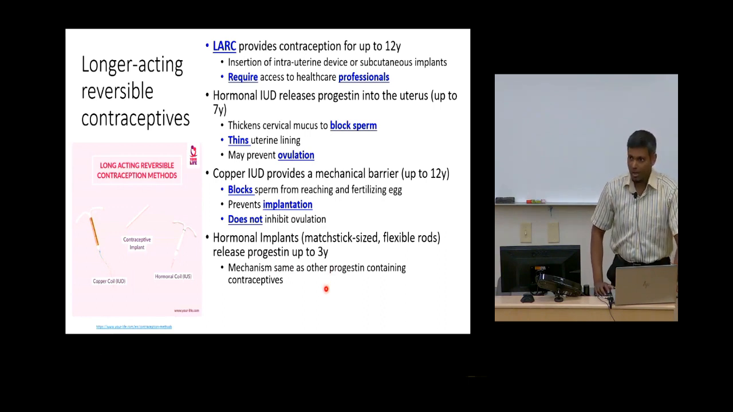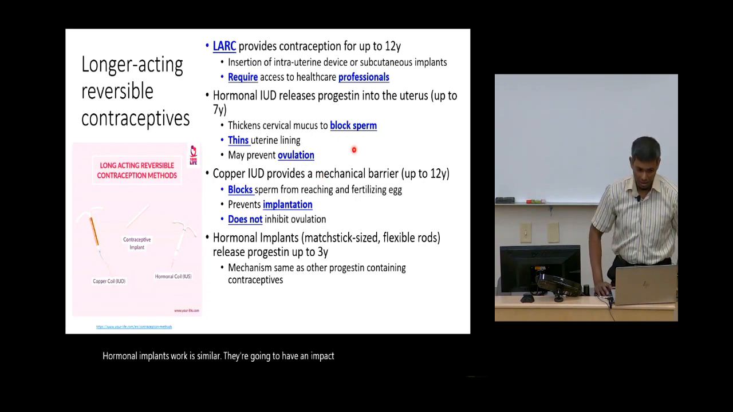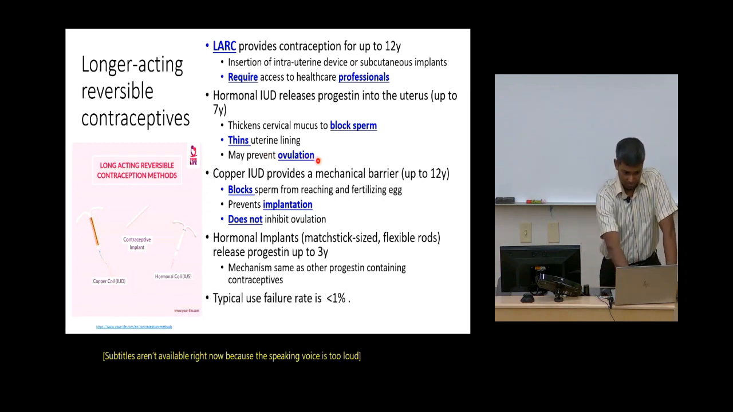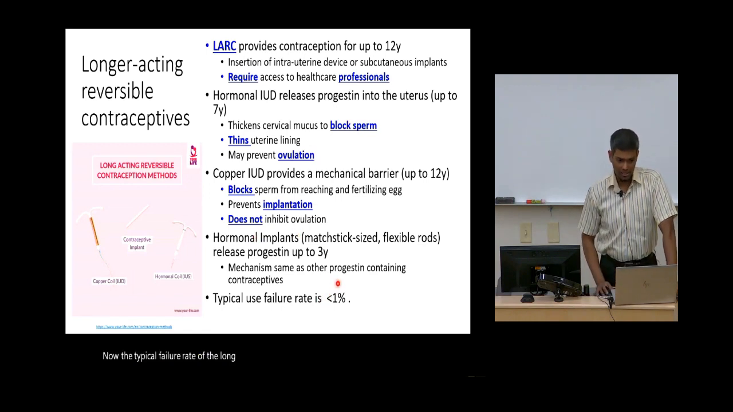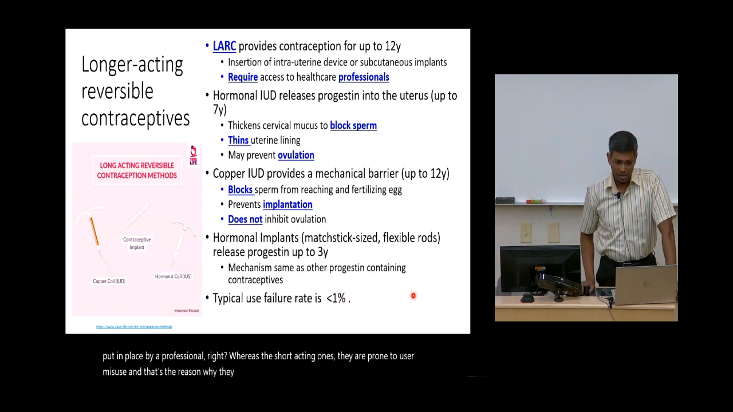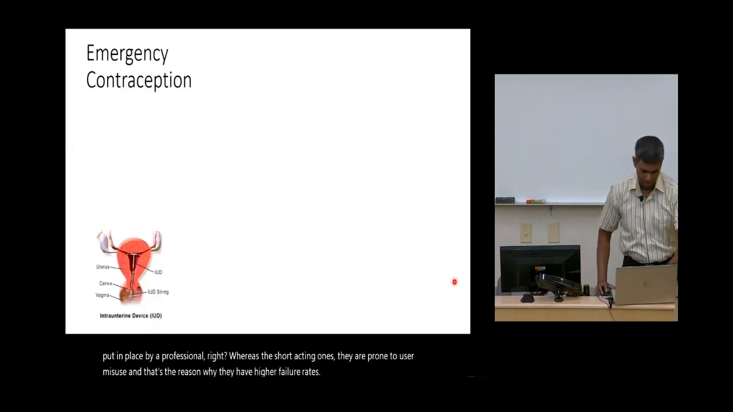They are going to have an impact locally to prevent the sperm from fertilizing the egg by thickening the mucus, or by making the uterine lining thin so that implantation cannot take place, and in some cases it can also prevent ovulation. Now the typical failure rate of the long-acting contraceptives is a lot lower, mainly because it is put in place by a professional, right? Whereas the short-acting ones, they are prone to user misuse, and that's the reason why they have higher failure rates.